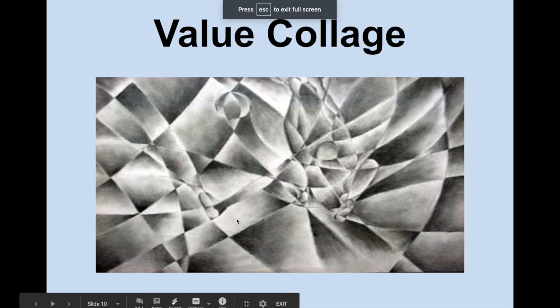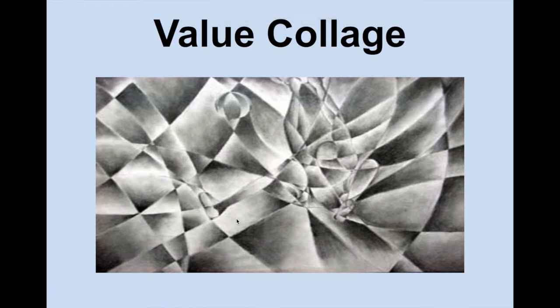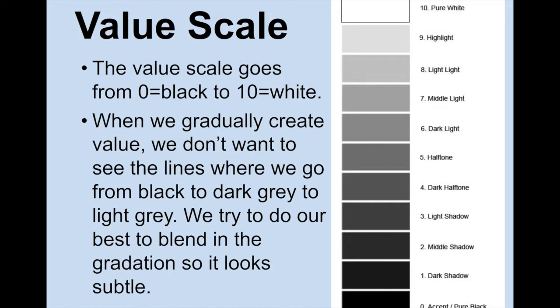All right, the other part of this project is the value collage. So a value scale is 0 to 10, 0 being black and 10 being white, and then there's shades in between. When we gradually create value, we don't want to actually see the lines that kind of define the different types of values that are within the scale. You almost want it to be just like a gradual effect.